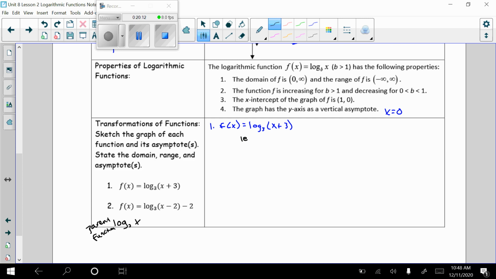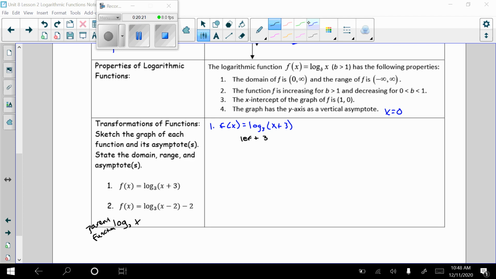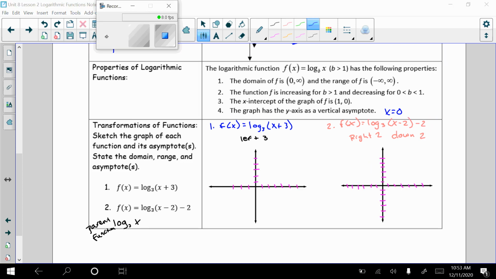From there, this one would move left 3, because it's always the opposite of that h value when I'm looking at and graphing these. And then for the second one, when we graph that, we have f of x equals log base 3 of x minus 2, minus 2. So we are going right 2 from inside here and then down 2 as well from outside here. Okay. All right.